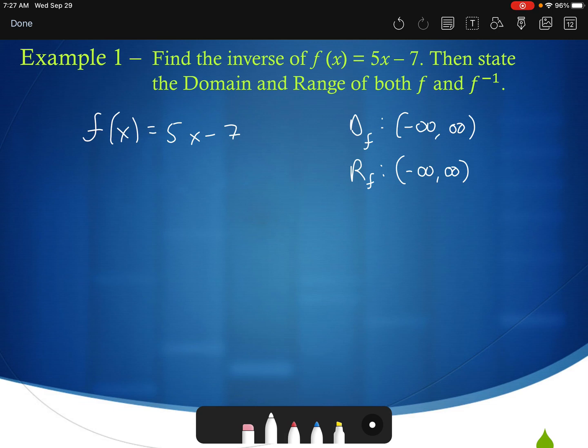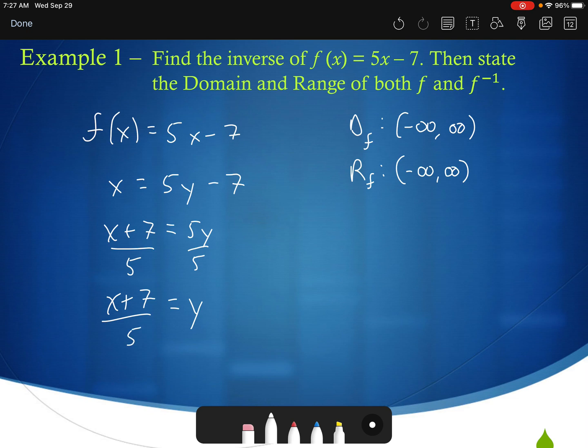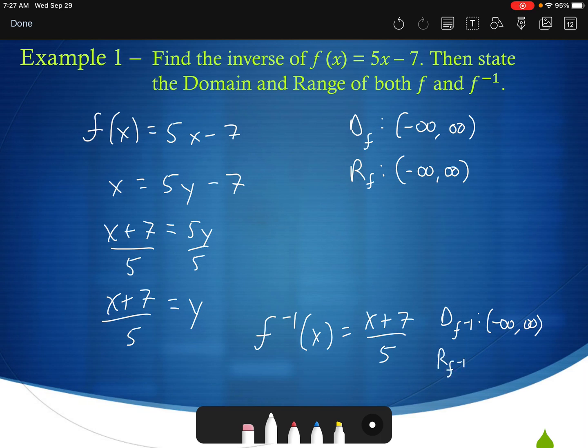Now, if you look at the directions, it said we're going to switch x and y and solve for y to find the inverse. So we switch x and y, and then we divide by 5. So y is (x plus 7) over 5. So we write f inverse of x is (x plus 7) over 5. Now, what is its domain and range? Well, the domain of f inverse is still -infinity to infinity, and the range of f inverse is also -infinity to infinity, because this is nothing more than a line.